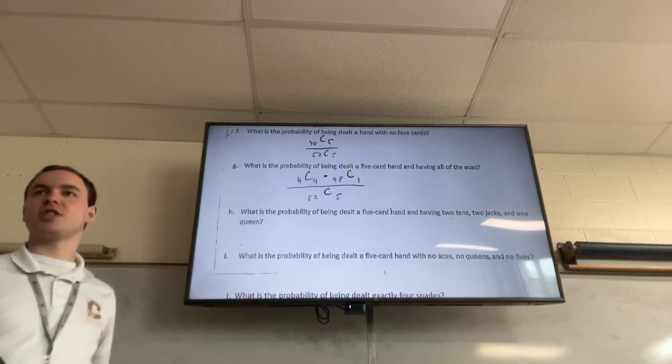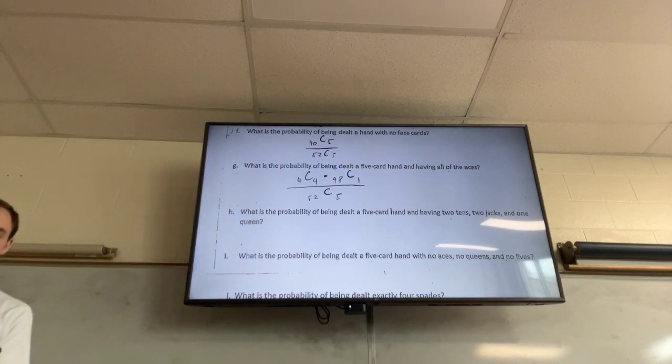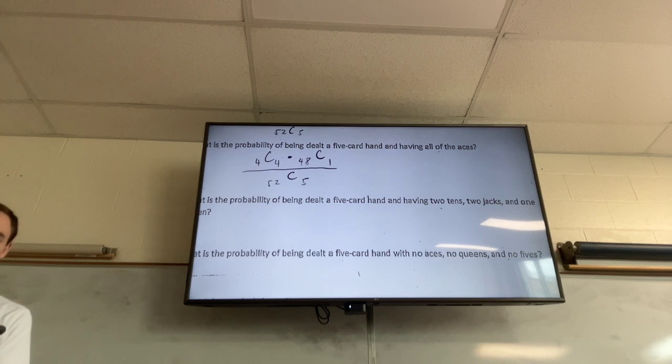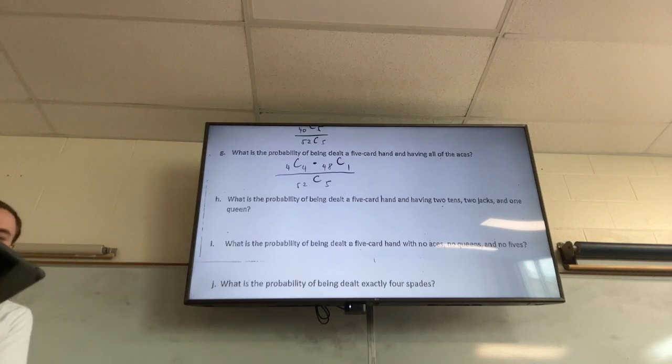Okay, can I do part H? Part H, probability of a 5-card hand with 2 10s, 2 jacks, and 1 queen. I think you guys know how to do this one. What do I do for the 10s? 4 choose 2.